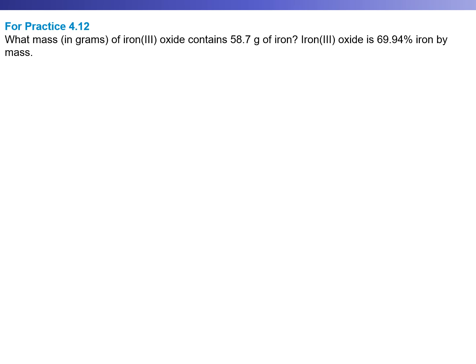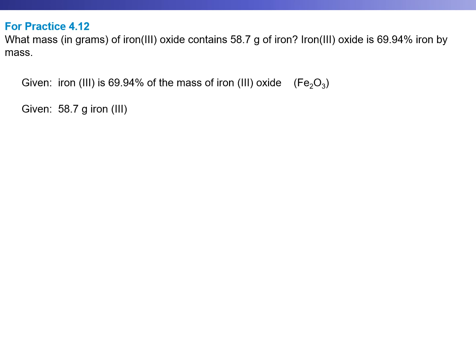So that's kind of what we're going to see in these next few problems. All right, so what are we given? Well, we're given that iron is 69.94% of the mass of iron(III) oxide, and there's the formula for that right there. We're also given that we have 58.7 grams of iron, and we want to know how many grams of iron oxide it's going to take to have this 58.7 grams of iron.